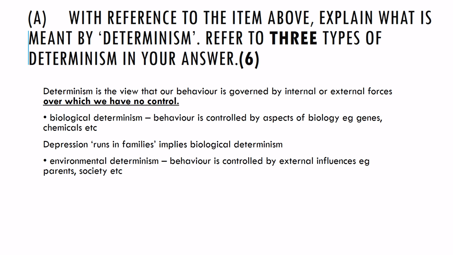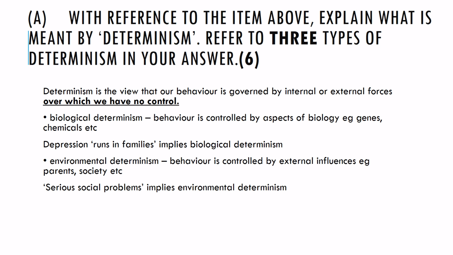Environmental determinism: behaviour is controlled by external influences. So a lot of you here said environmental determinism, behaviour is controlled by the environment. That's tautological. That means it just goes round in a circle. You're explaining something by using the term in the definition. So if you're defining environmental determinism, you don't want to use the word determined and you don't want to use the word environment without further explanation. So make sure if you talked about environmental determinism that you put external influences over it.